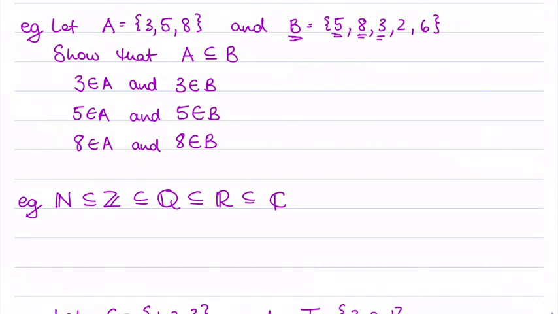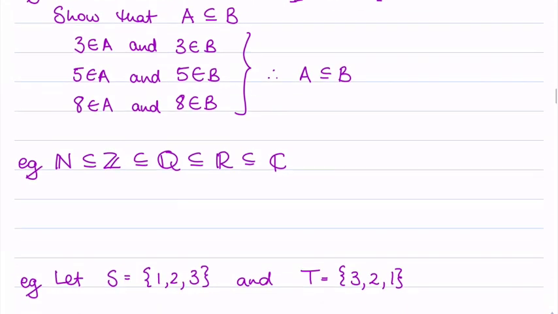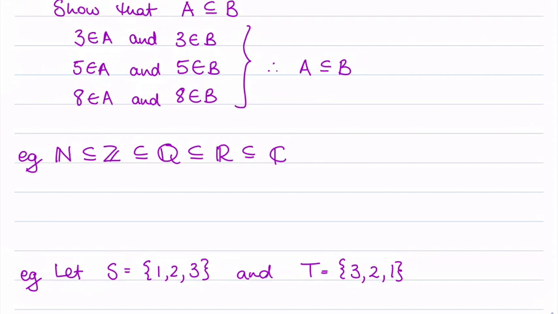So we see that every element of A is an element of B, and therefore A is a subset of B. You can think about how you might go about proving something like the next statement. We have that the natural numbers is a subset of the integers, which is in turn a subset of the rationals, which in turn is a subset of the reals, which in turn is a subset of the complex numbers.